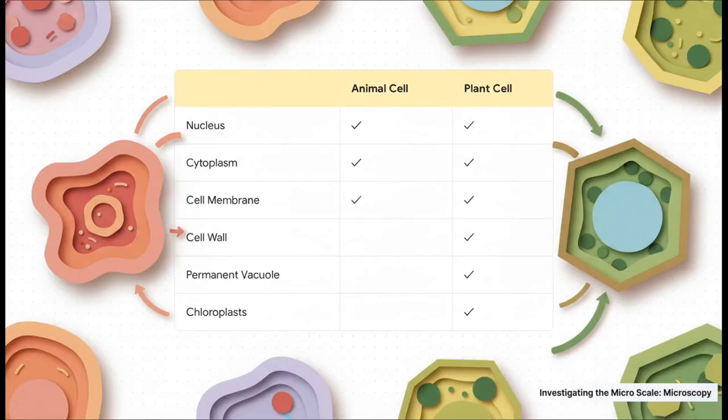So what are we actually looking at? Animal and plant cells. As you can see, they both have a nucleus, cytoplasm, and a cell membrane, but you've got to know the differences. Plant cells have that extra rigid cell wall for support, a big permanent vacuole, and often chloroplasts for photosynthesis.